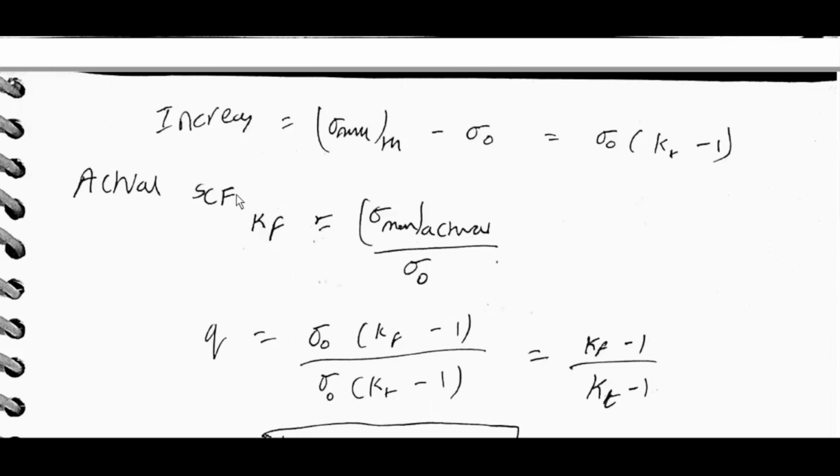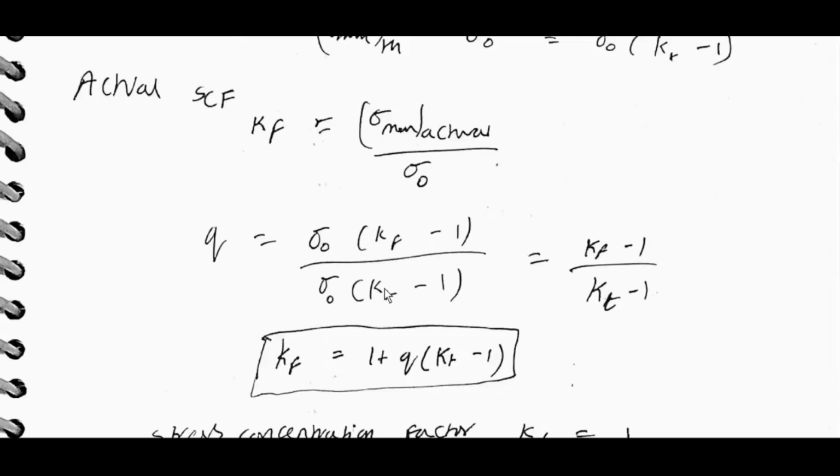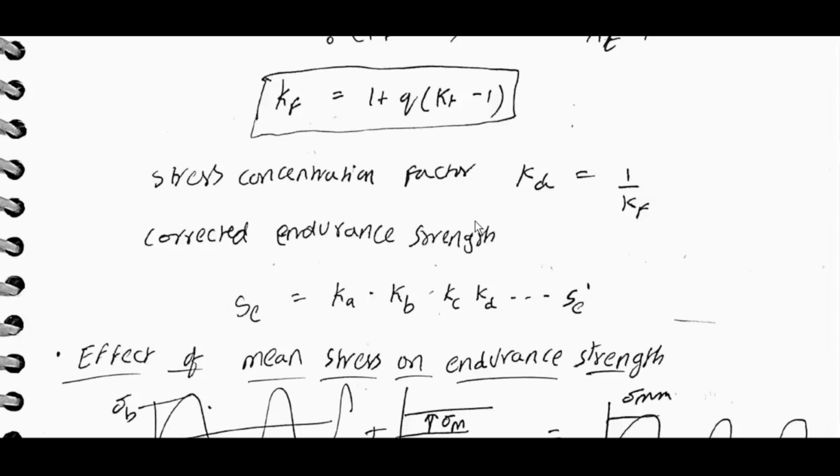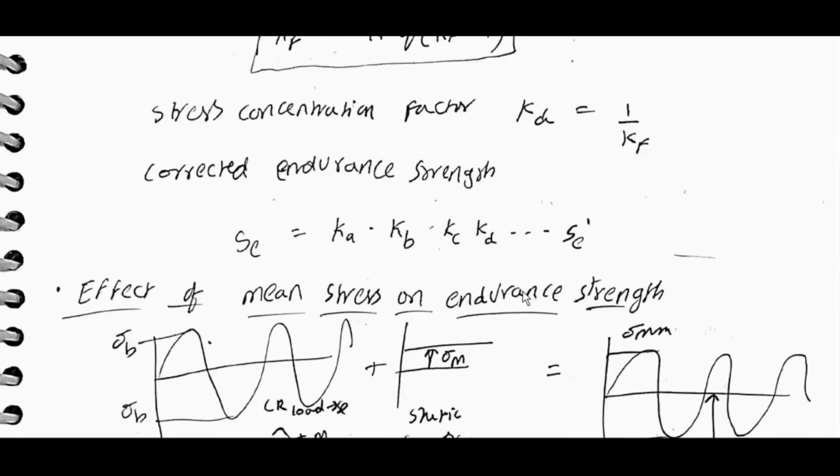Actual stress concentration factor Kf is equal to sigma max actual by sigma naught. Q is equal to sigma naught into (Kf minus 1) by sigma naught into (Kt minus 1), which is equal to (Kf minus 1) by (Kt minus 1). So Kf is equal to 1 plus Q into (Kt minus 1). Stress concentration factor Kd is equal to 1 by Kf. Corrected endurance strength Sc is equal to Ka Kb into Kc into Kd and so on, into Sc prime.